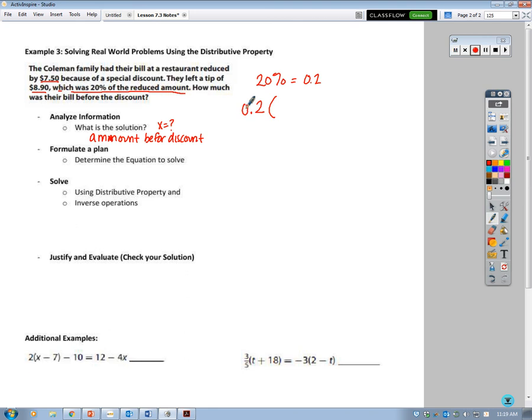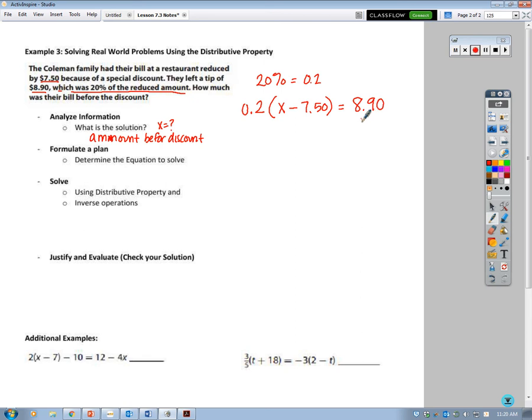So that's the amount that we're going to have to distribute to our parentheses. So the original amount would be x, we don't know it, minus the reduced amount, which would be $7.50. And then we're going to set that equal to our tip, right? Because 20% of the reduced amount was the tip, the amount that they left for tip, which was $8.90. So that's why we set this equal.